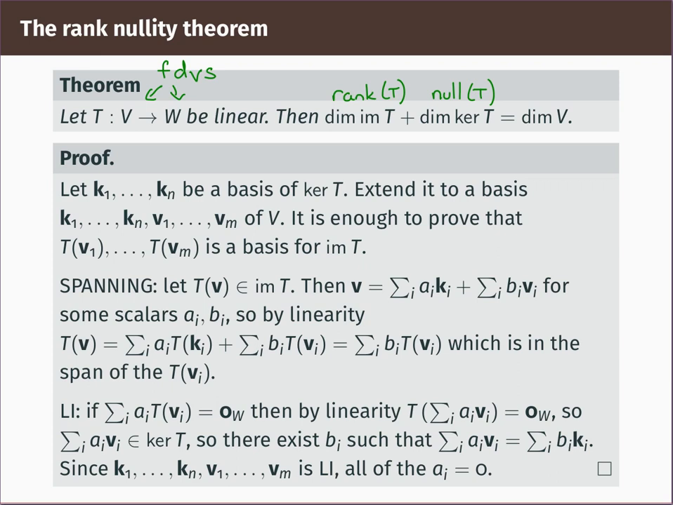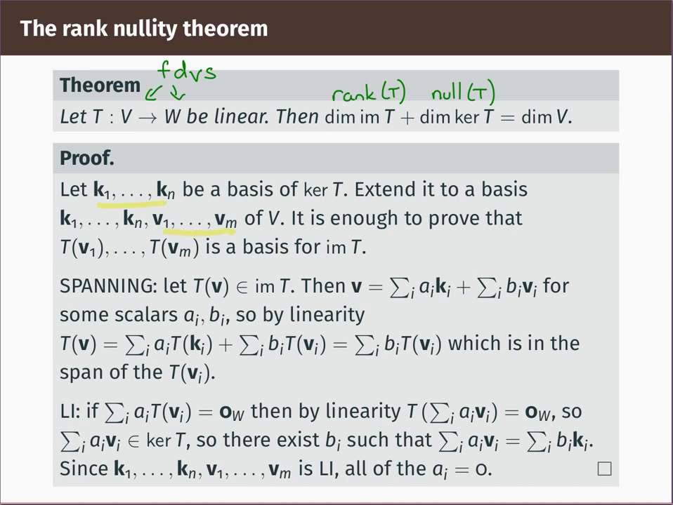Okay, so here's how the proof goes. We take a basis for the kernel of T, and we'll call that K1 up to Kn. That is a linearly independent sequence inside V, so we can extend it to a basis of V. So we'll do that and introduce notation for the extra vectors we have to add in to make up a basis of V. We'll call those V1 up to Vm.